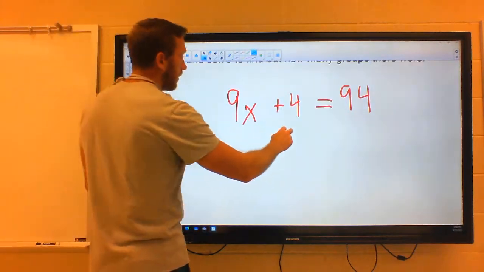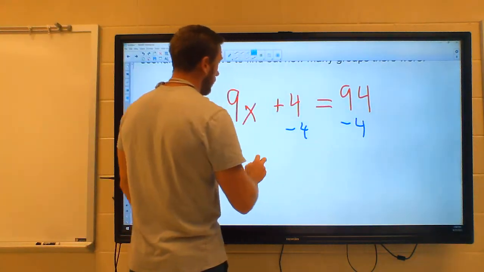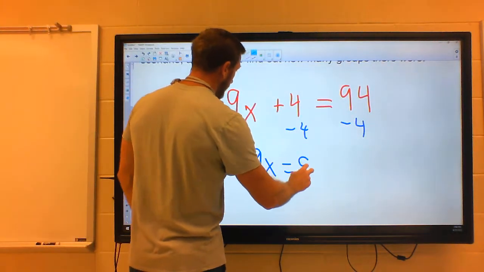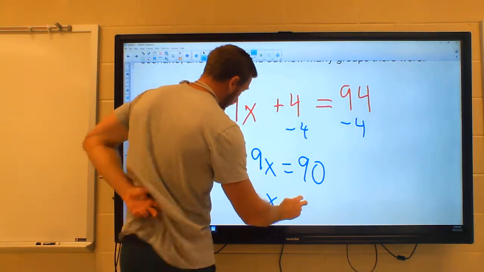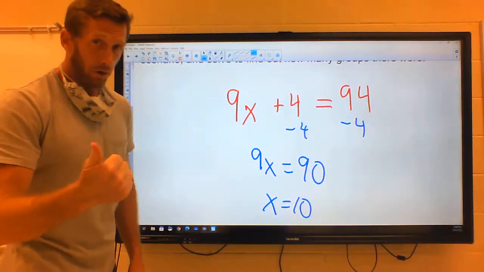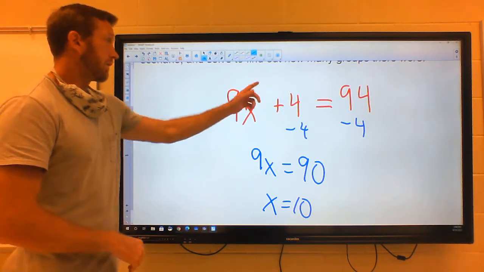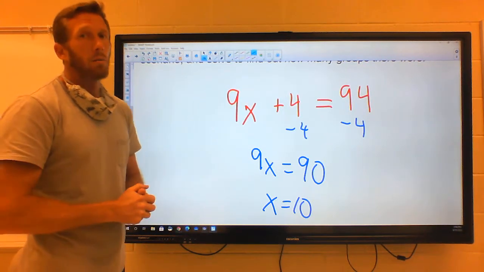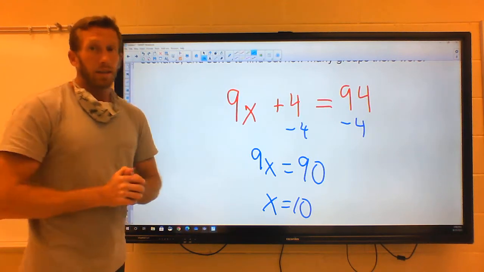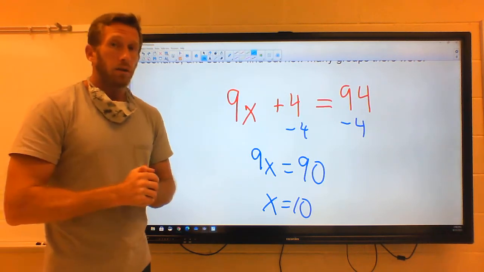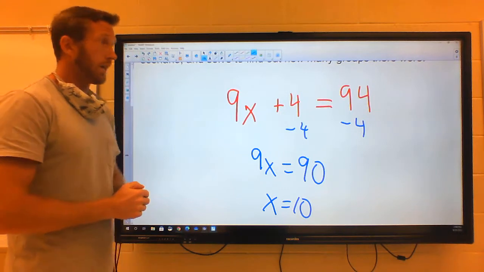Solve this out. Subtract 4. We get 9x equals 90. Divide by 9, x equals 10. So there were 10 groups of 9 kids, that's 90 players, plus the 4 left over. That works for our problem of 94. That's an example of a word problem that you could see on the test that's not an inequality statement.